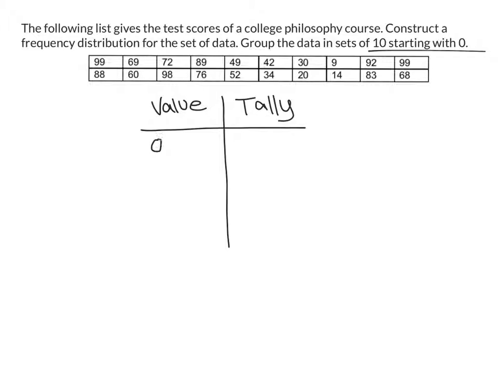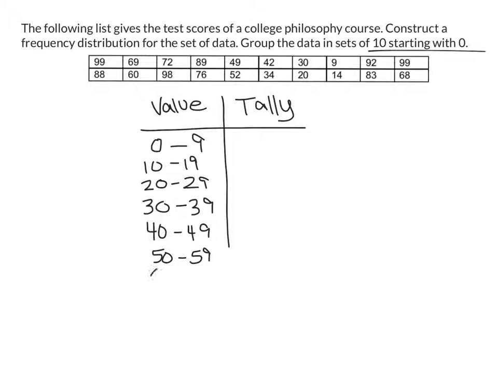So my first group will be values 0 to 9. And that's because I want to count 0 as a number. So 0 to 9 gives me 10 values, so that means it's a group of 10. My next group is 10 to 19. Then I have 20 to 29, 30 to 39, 40 to 49, 50 to 59, 60 to 69, 70 to 79, 80 to 89, and then 90 to 99.